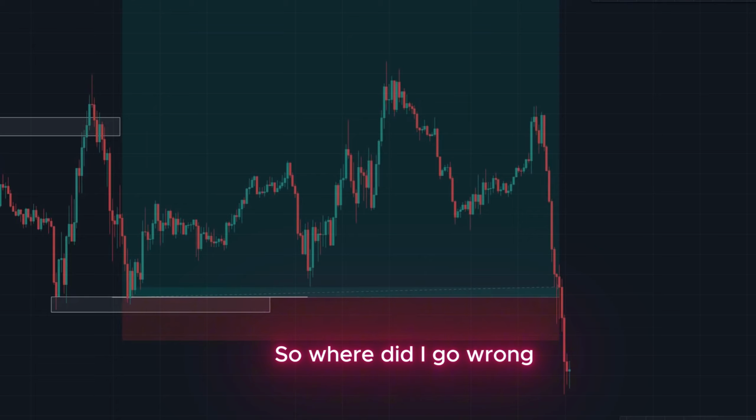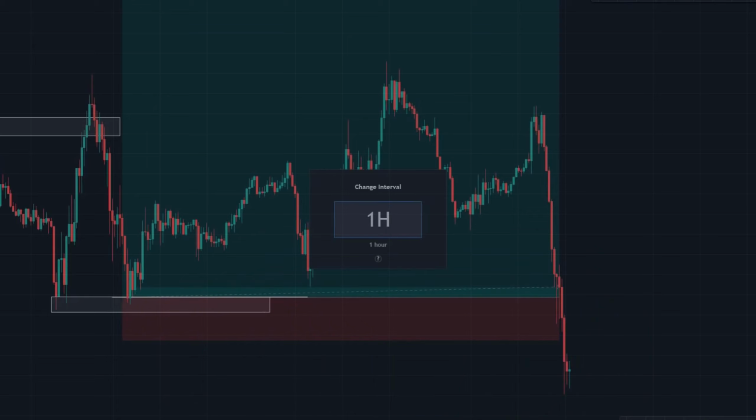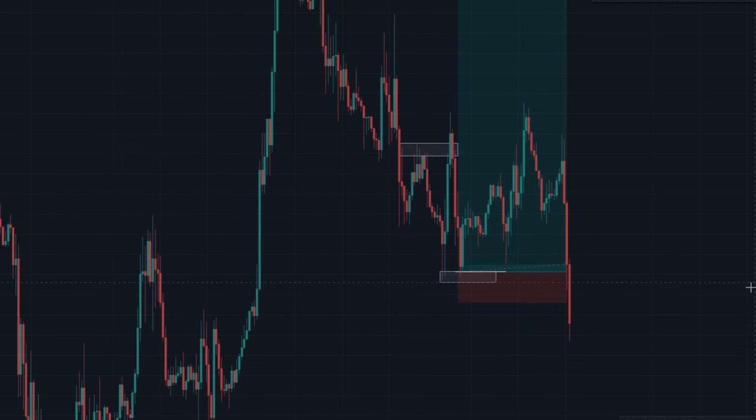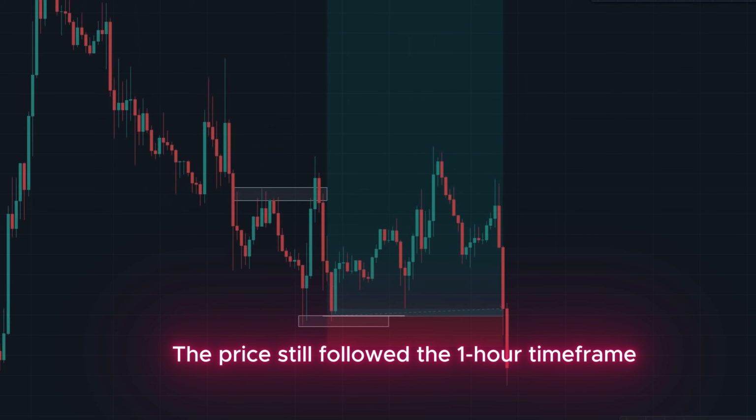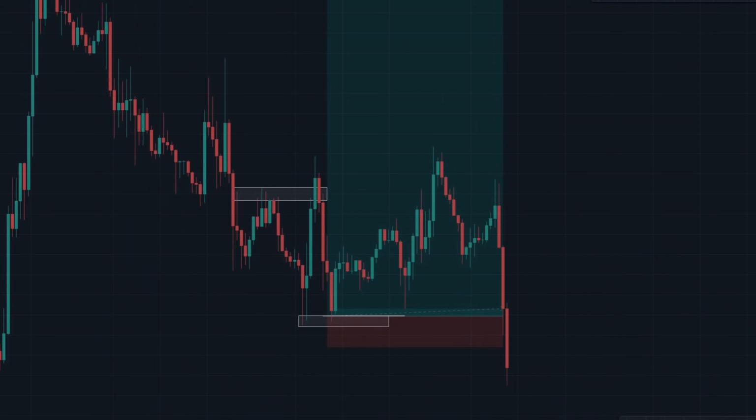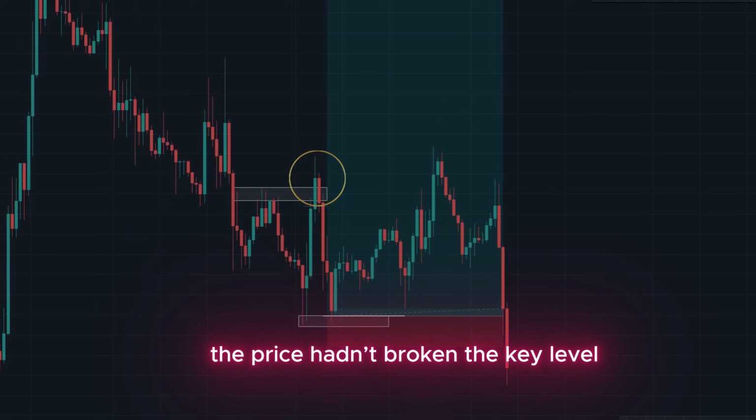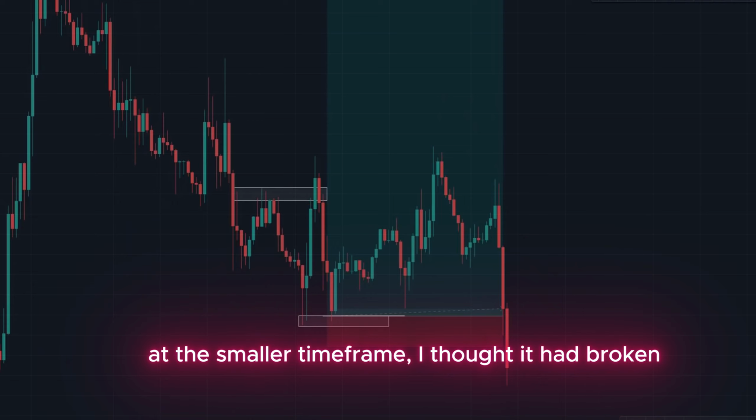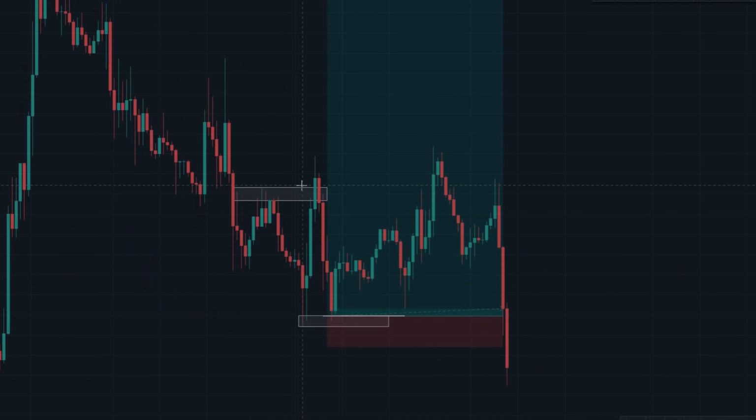So where did I go wrong? The price still followed the 1 hour time frame. So at this point, the price hadn't broken the key level. But when I looked at the smaller time frame, I thought it had broken, but it hadn't. It reversed and continued the downtrend, still in a pullback.